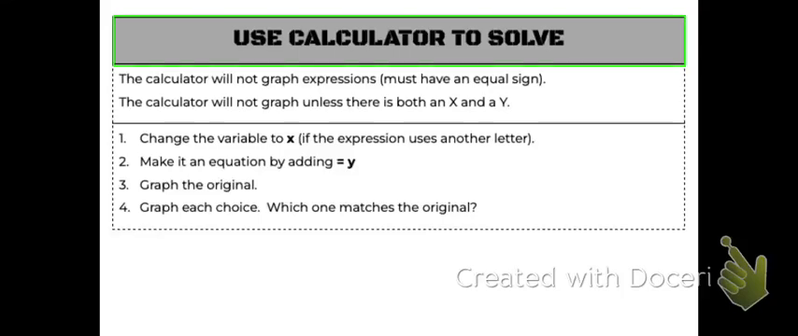Here I'm going to go over how to simplify expressions or write equivalent expressions on the state test by using the state test calculator. So first off, the difference between an expression and an equation is an equation has an equal sign. An expression does not.